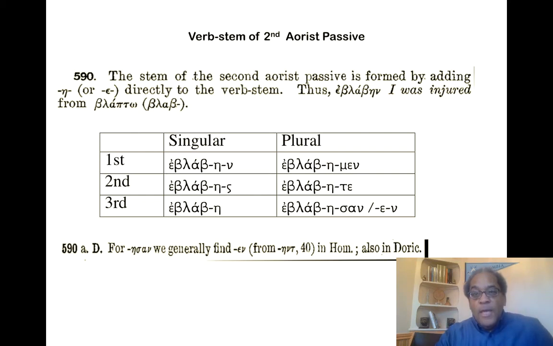So, eblabēn, I was injured, from blaptō, with your root stem being blab. So, eblabēn, eblabēs, eblabē, eblabēmen, eblabēte, eblabēsan. In Homer, you will see epsilon-nu as your ending of the third plural of the indicative in place of eta-sigma-an. So watch out for that.